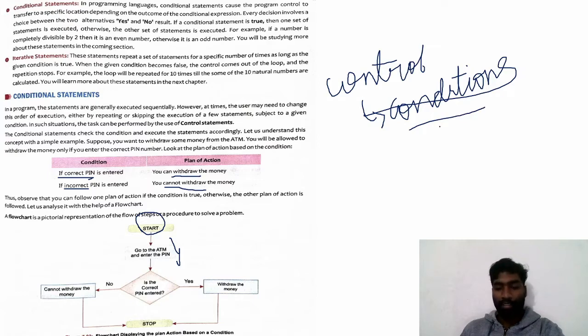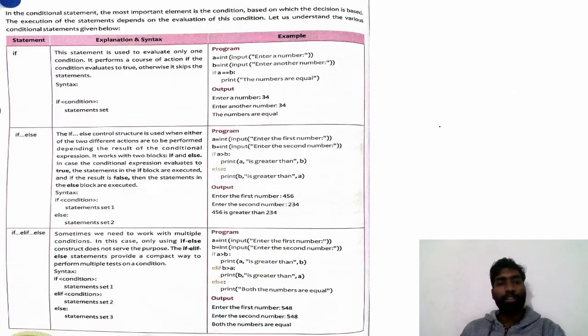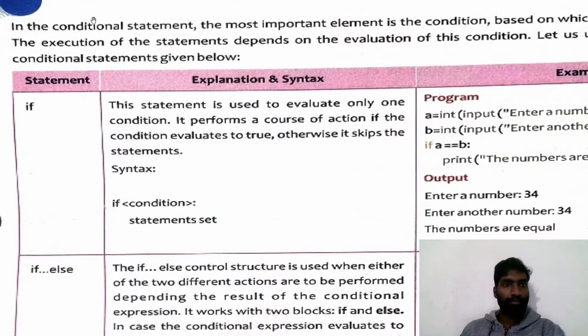Now kindly see, in your book they have given a few control statements. The first one is if. The if statement is used to evaluate only one condition; only one condition we can give. Here is the syntax, how we can write the code.